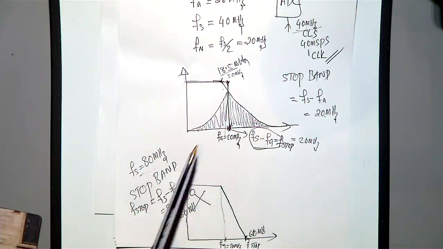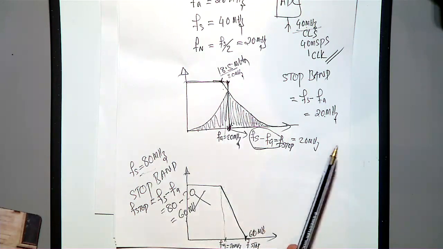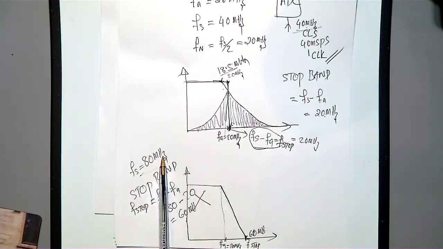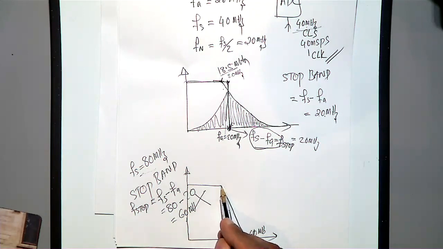So it will happen here. But if you want to avoid this one, maybe you can use a high frequency sampling. Then what will happen is, see, this is 60 megahertz, the stop band, and this is your frequency of interest. So this is your frequency of interest, and then this is 60 megahertz.